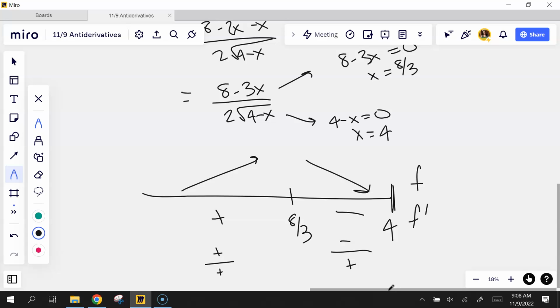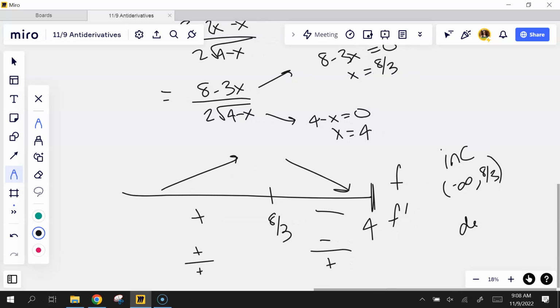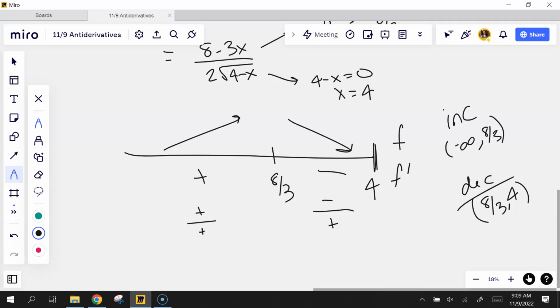So increasing from negative infinity to 8/3. Decreasing from 8/3 to 4. What else did it ask me? Is that it? Increasing, decreasing. I do have a local max at 8/3 and a local min at 4. That very well could be an absolute max, but I would have to test my points and see.